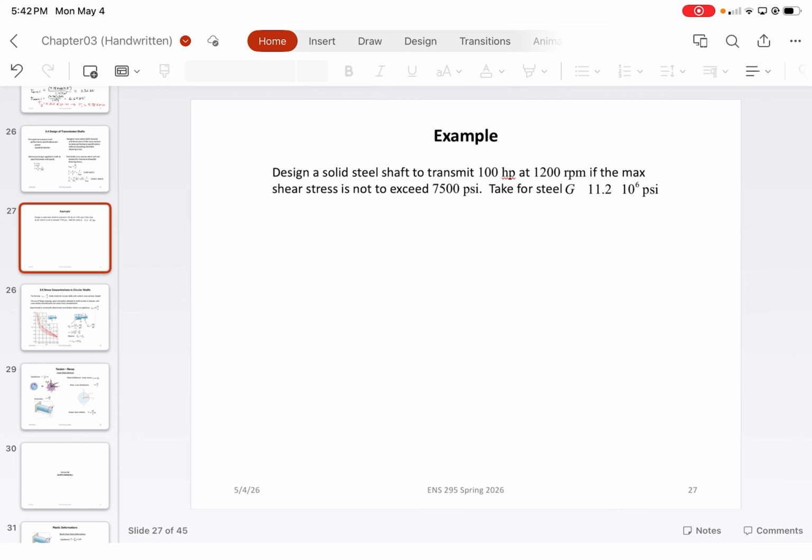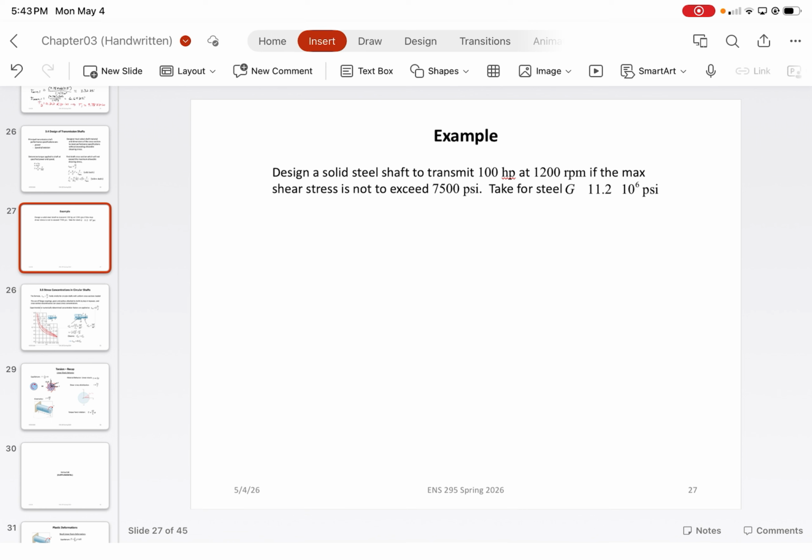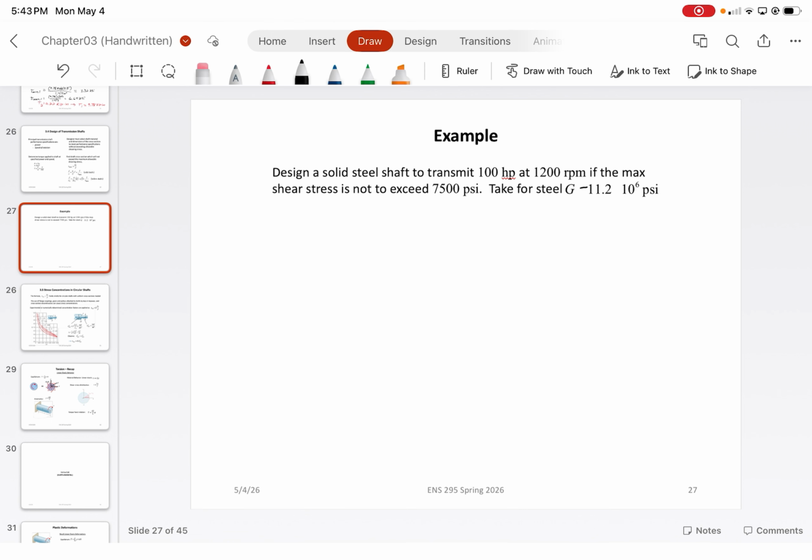All right, so just a quick example. Here we're asked to design a solid steel shaft to transmit 100 horsepower at 1200 RPM if the max shear stress is not to exceed 7500 PSI. And we're going to take G, the shear modulus of steel, equal to 11.2 times 10 to the 6 PSI.